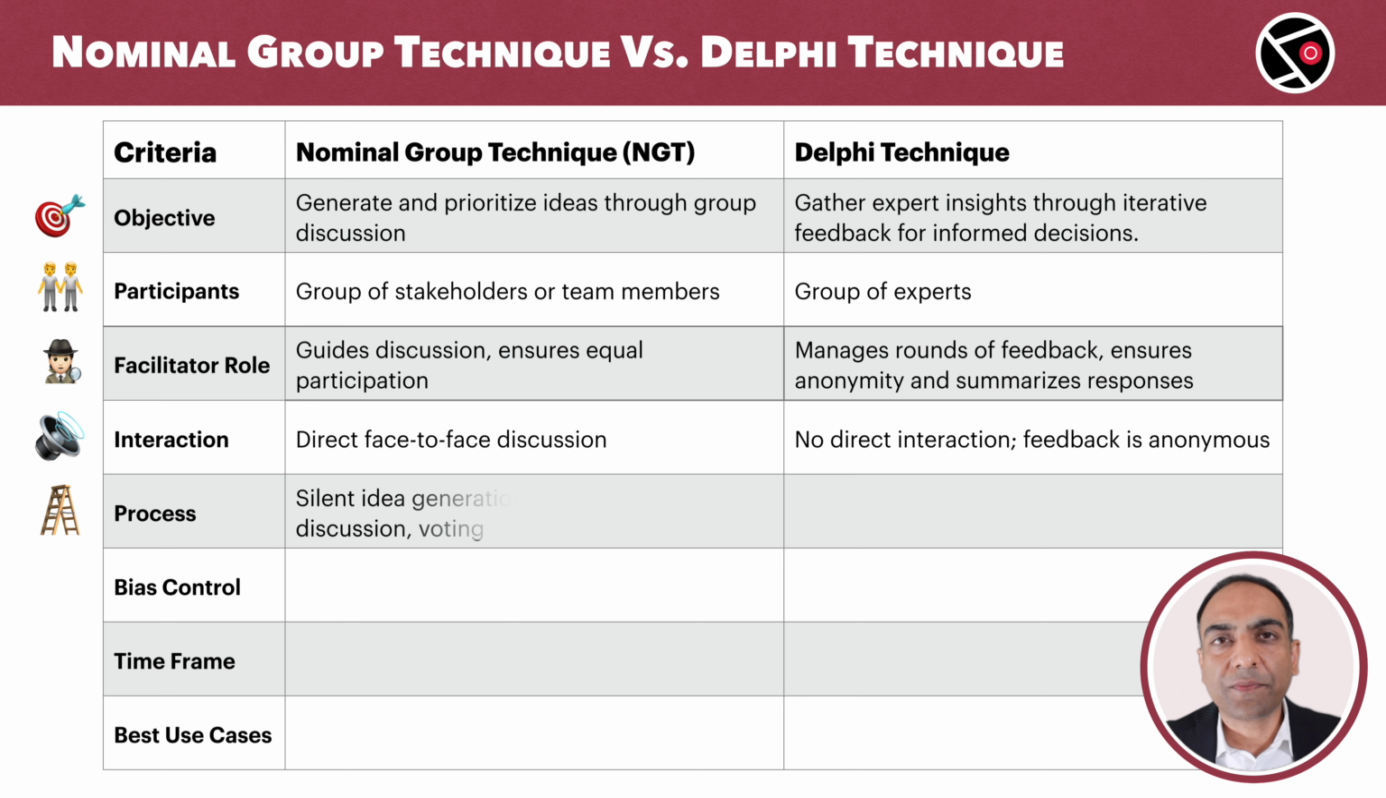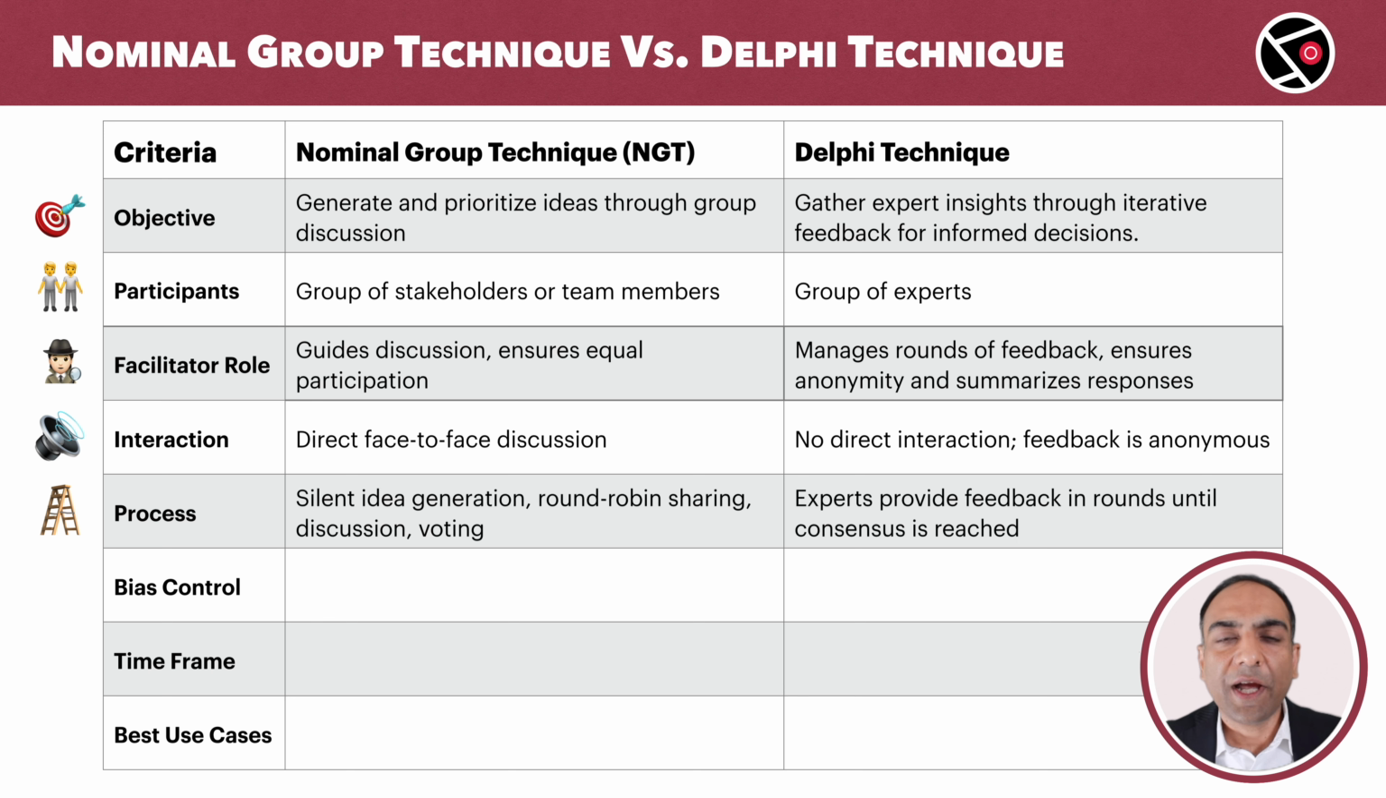The process. NGT follows a structured process: silent idea generation, round-robin sharing, discussion, and then voting. For Delphi, experts provide feedback in multiple rounds, refining their responses until a consensus is reached.